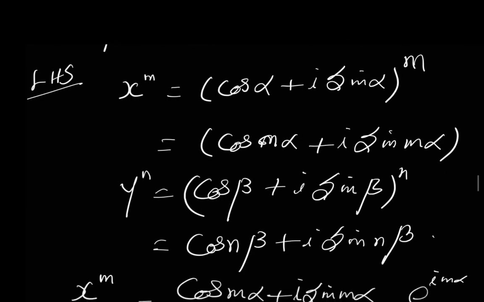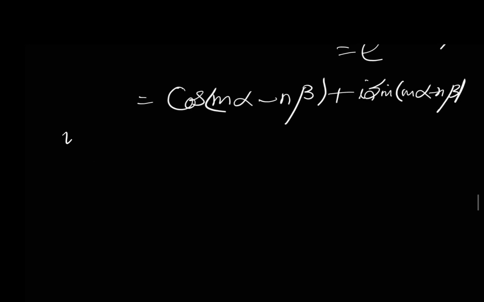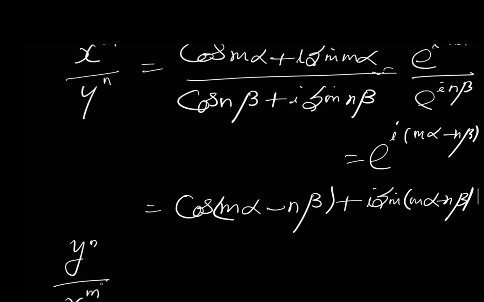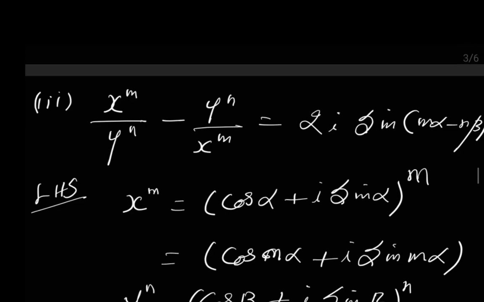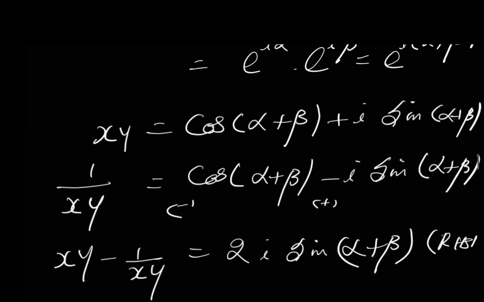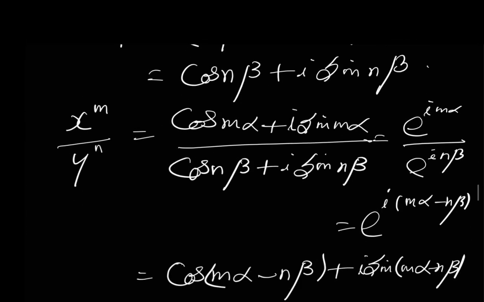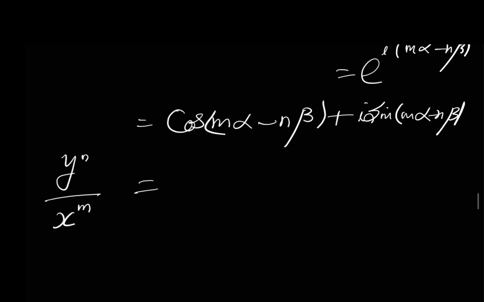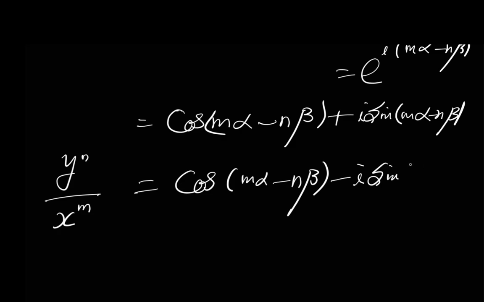See, the next term is y power n by x power m. Actually, this is the reciprocal of this. If z is x plus iy, you will get 1 by z as the conjugate of this. Same way here also you will get it. This is the reciprocal of this. So I will get this as cos of m alpha minus n beta minus i sin of m alpha minus n beta. So this is your x power m by y power n.